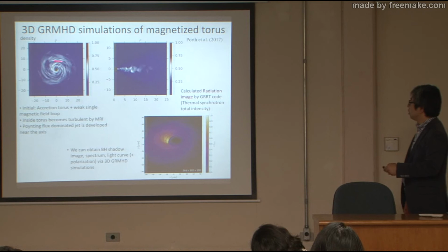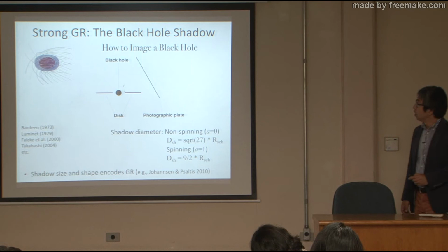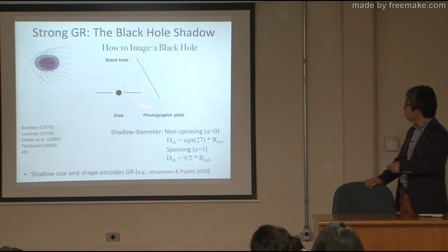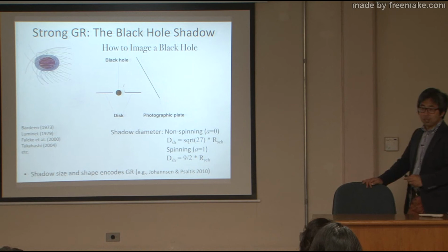So I will try to explain a little bit about how to make the black hole shadow image. This is the ray path leading to the black hole image. Here we show a schematic picture. This is the center of the black hole, and this is a disk. This is the inclination angle of the observer, and this is the observer plane. Usually the observer is much farther away, but we simply put it here for the schematic picture.